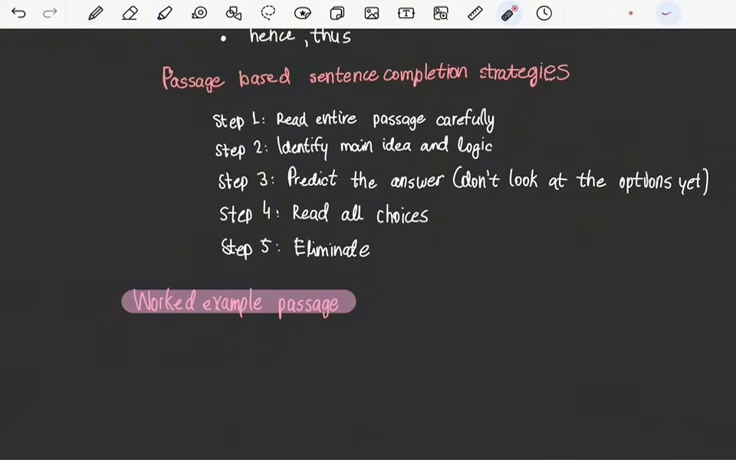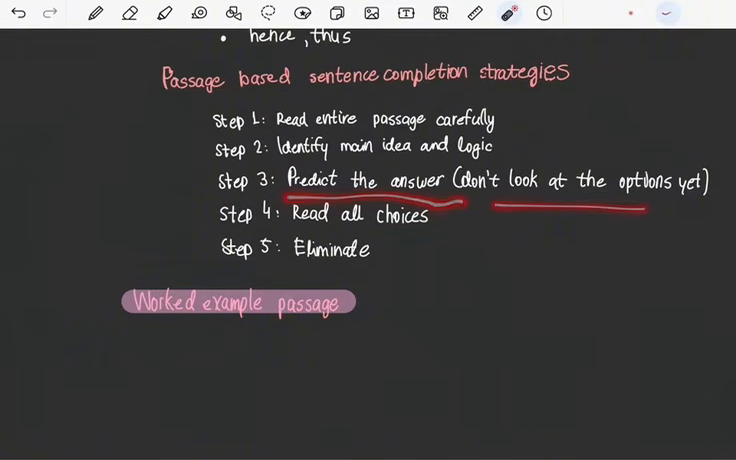Okay, so the next one is identify the main idea and logic. Because the passages are just four to five lines long, you can easily identify the main idea in your sentence because that is the main focus of the entire passage. And if you identify the main idea, it will help you eliminate some answers. Step 3 is predict the answer.